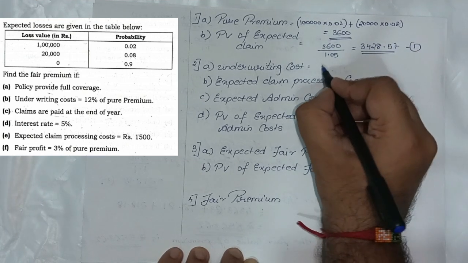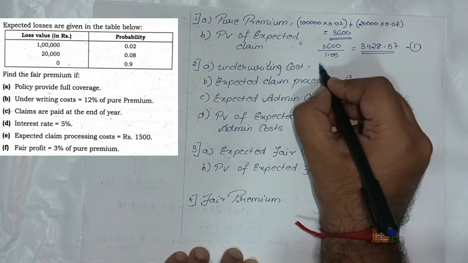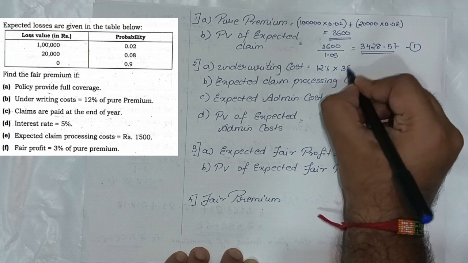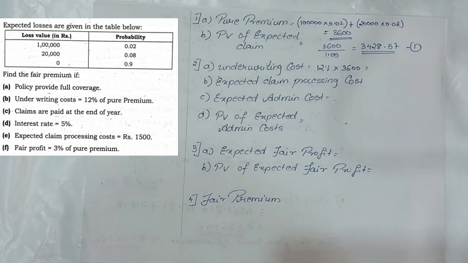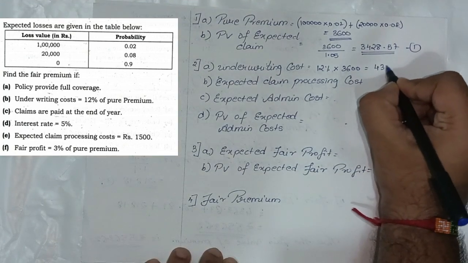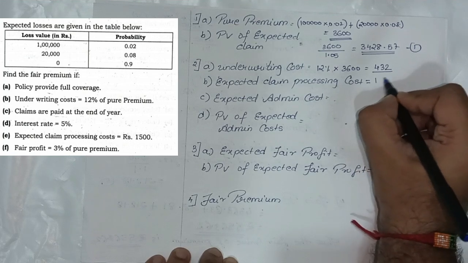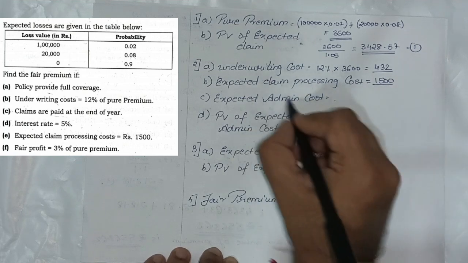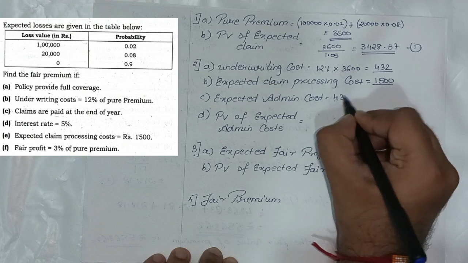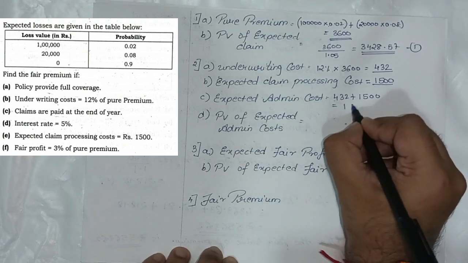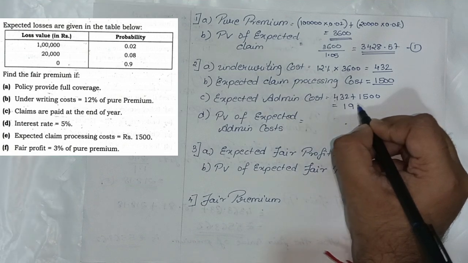Now same way, underwriting cost is a percentage on pure premium. In the question it is given as 12% of pure premium, which is 3,600. So on the calculator, 3,600 into 12% comes to 432. So I'm noting it down, 432. Expected claim processing cost given in the question is 1,500. So your expected admin cost will be 432 plus 1,500, which comes to 1,932.